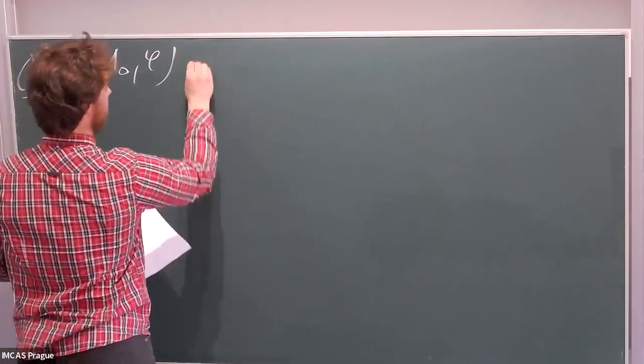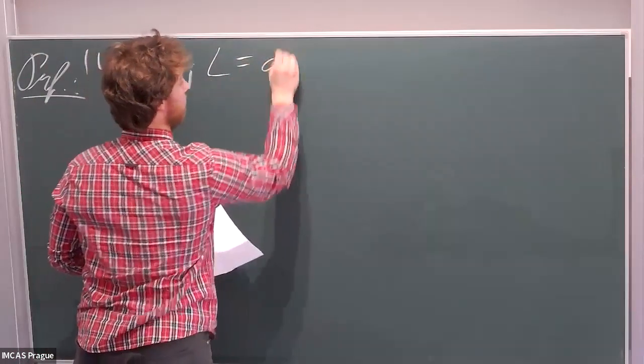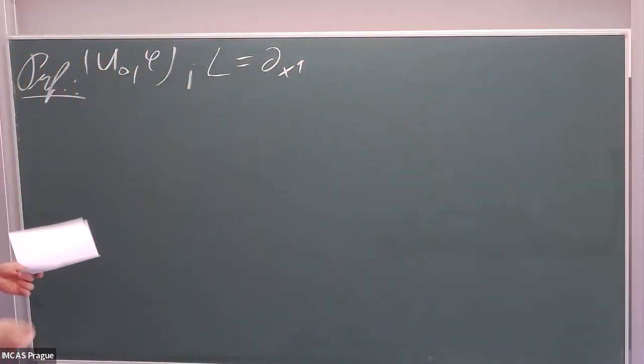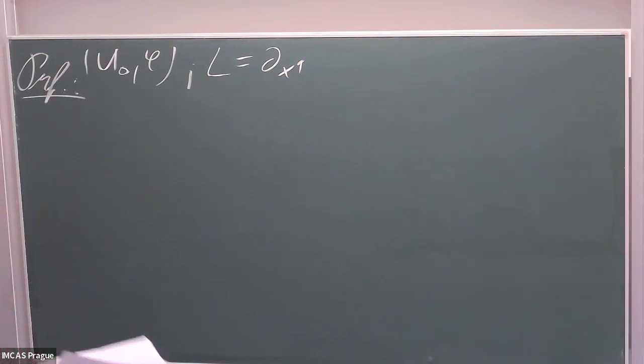And now in these coordinates, L looks exactly like dx1, right? Because it was defined in this way.